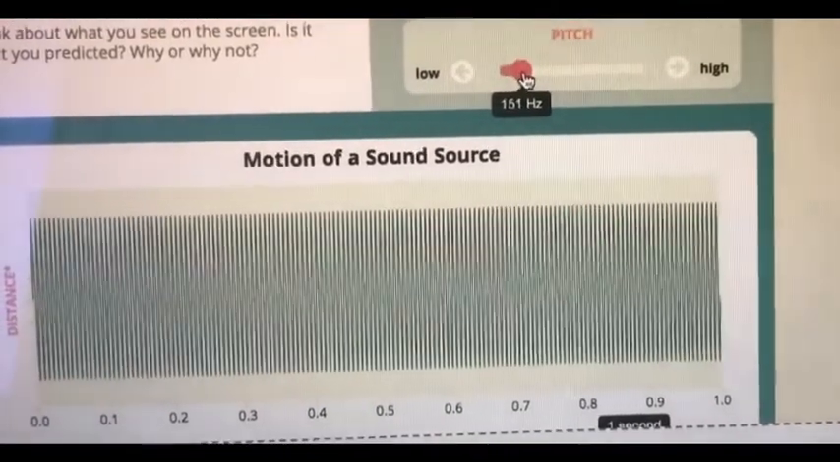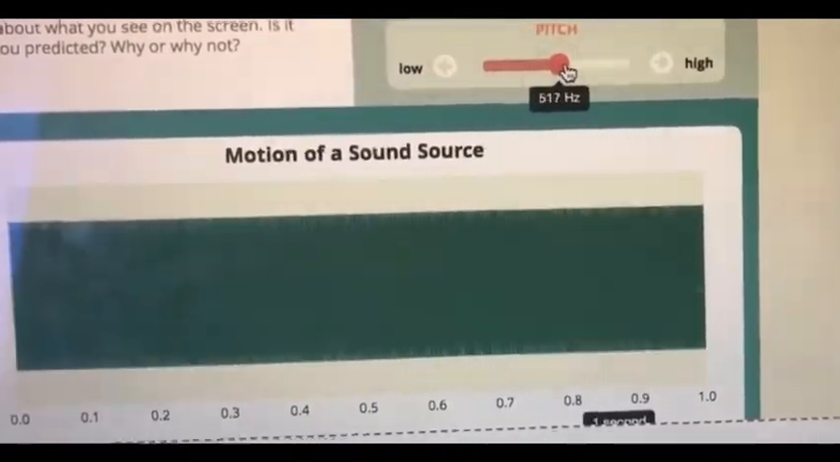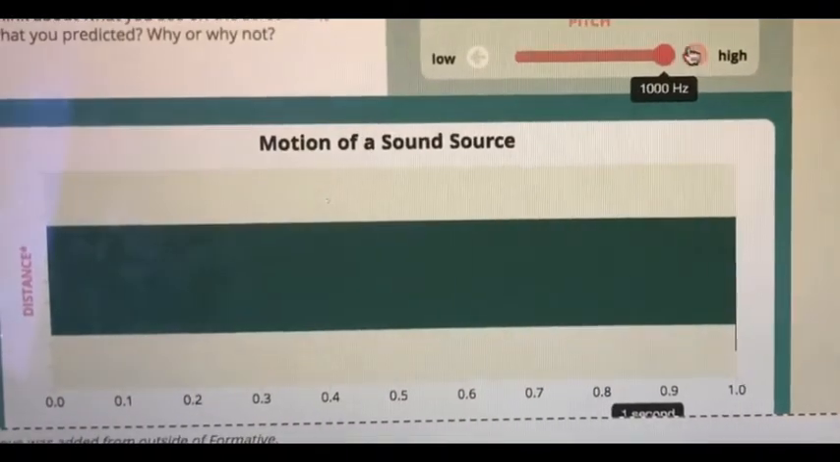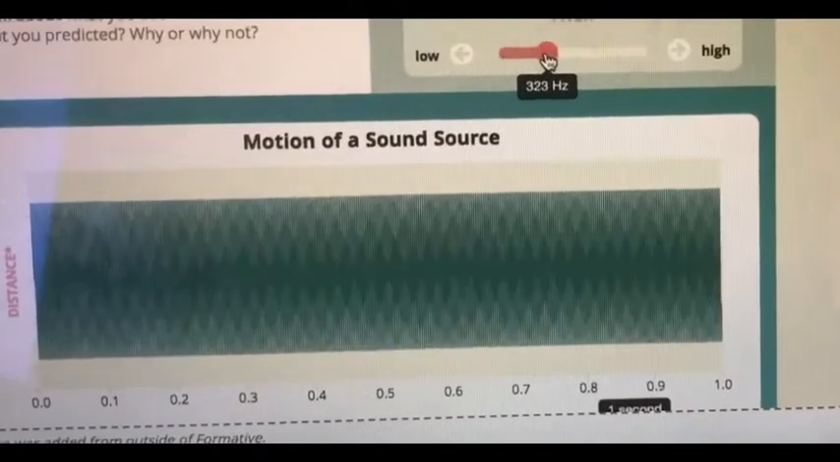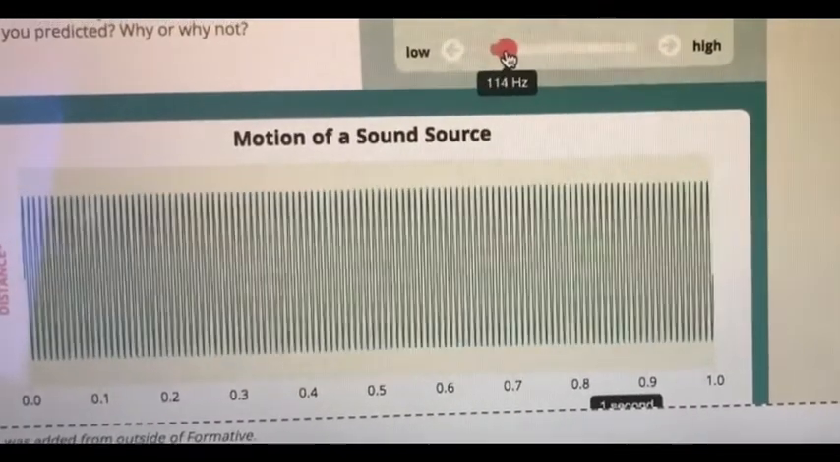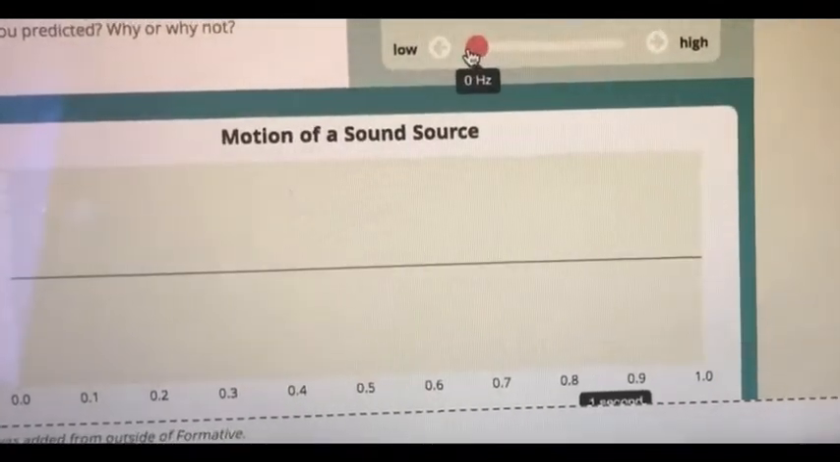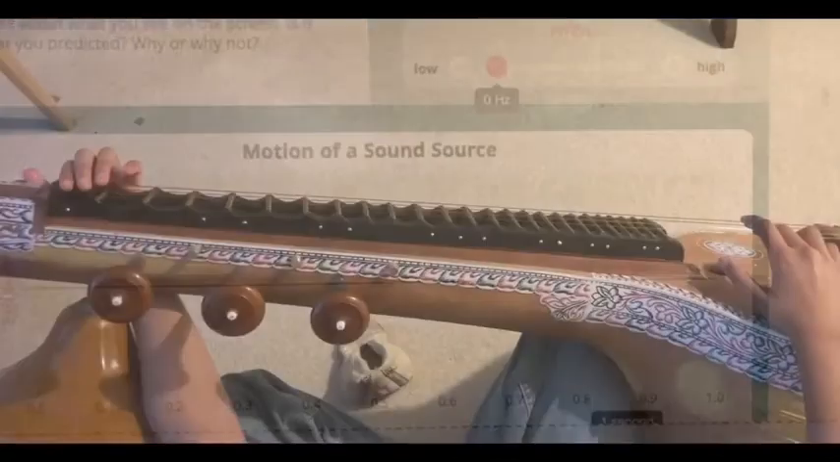As you can see, as the slider of the pitch is increased, the waves get closer and closer together, meaning that the number of waves per second has increased as well, and the frequency has increased along with the pitch. Vice versa, as the pitch is decreased, the waves slowly spread apart, showing that the frequency is decreasing and the distance between the waves is bigger.